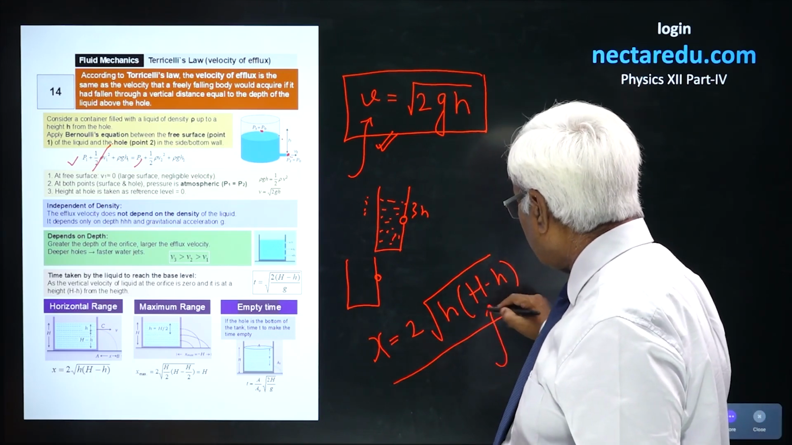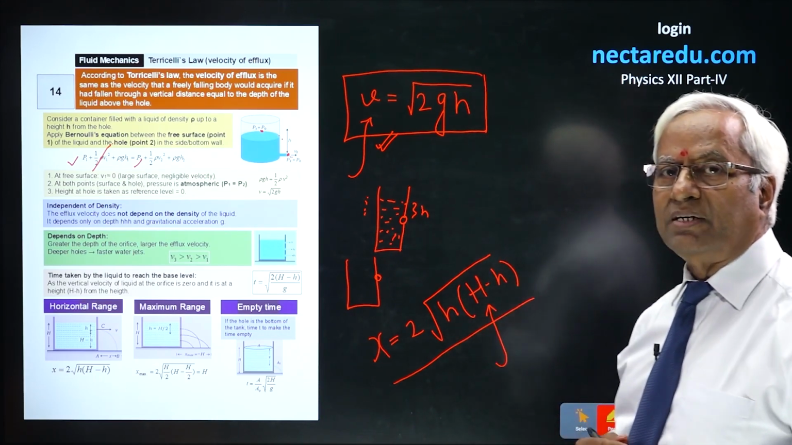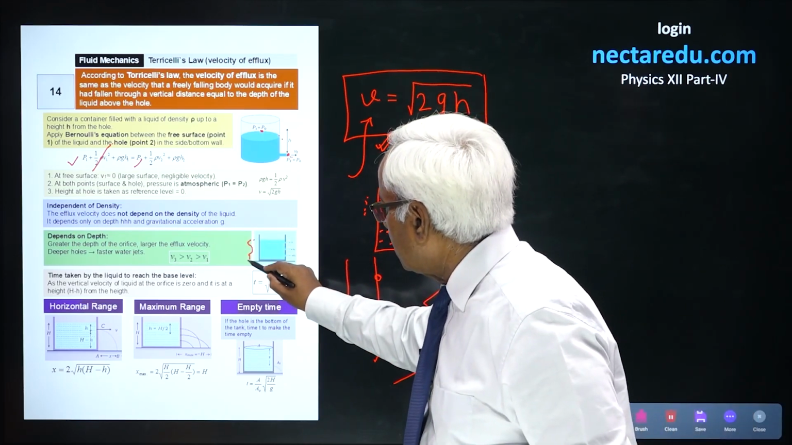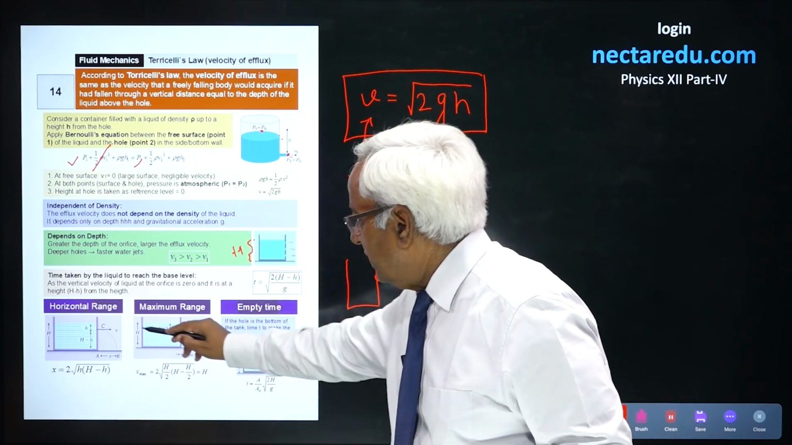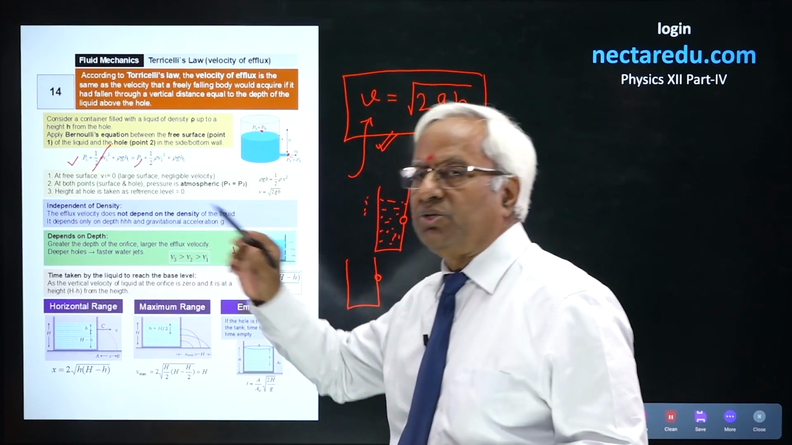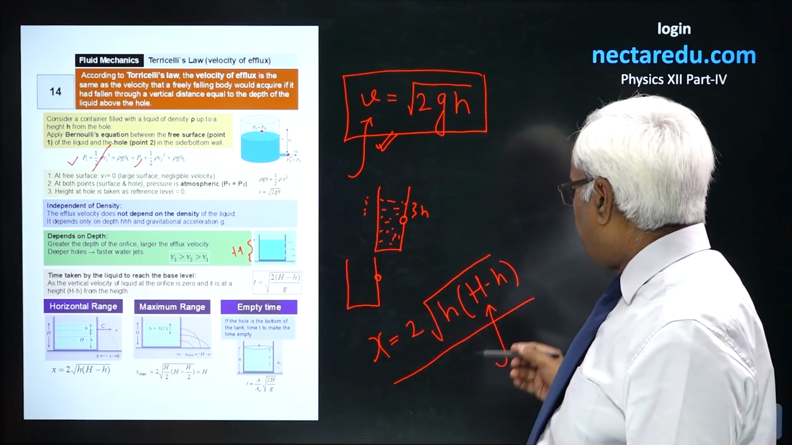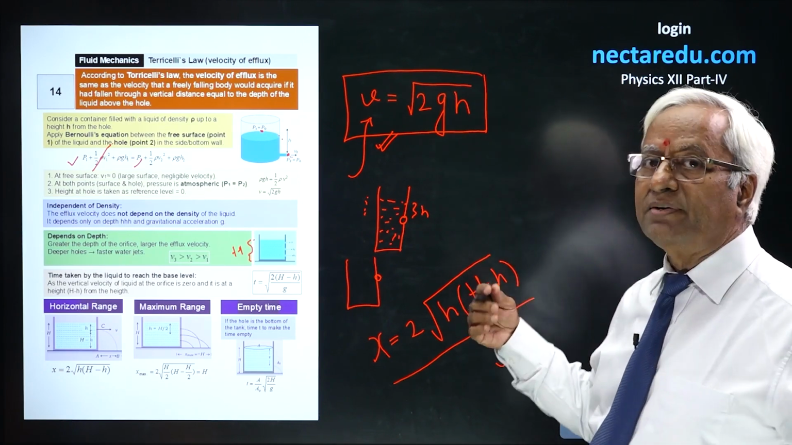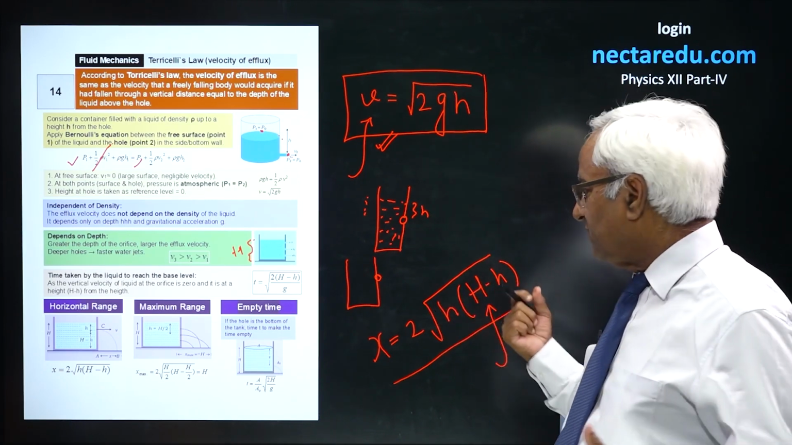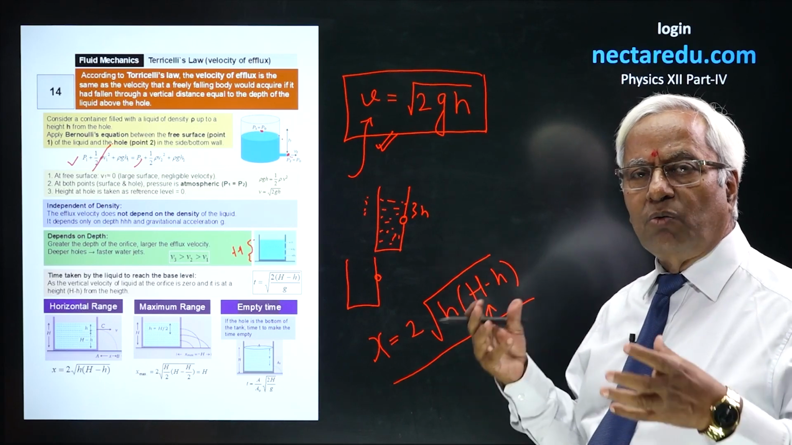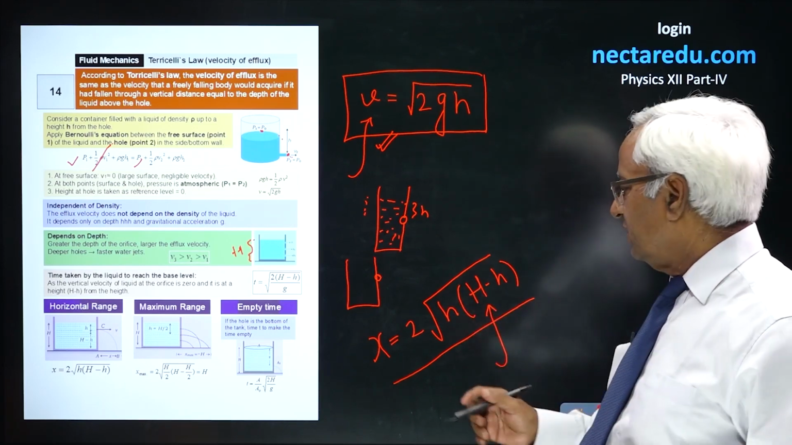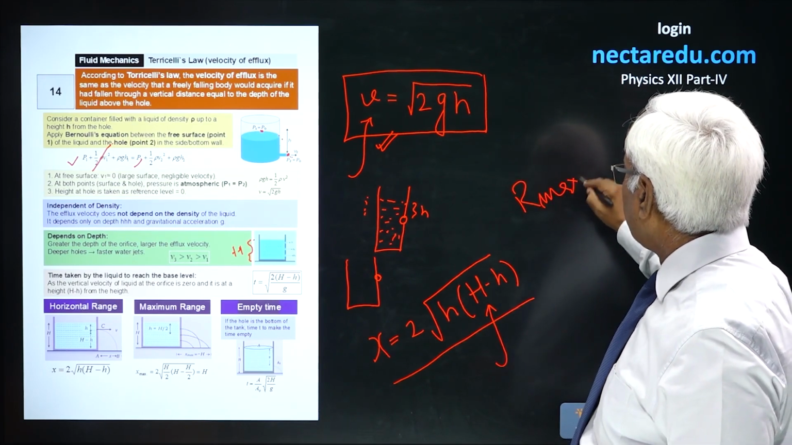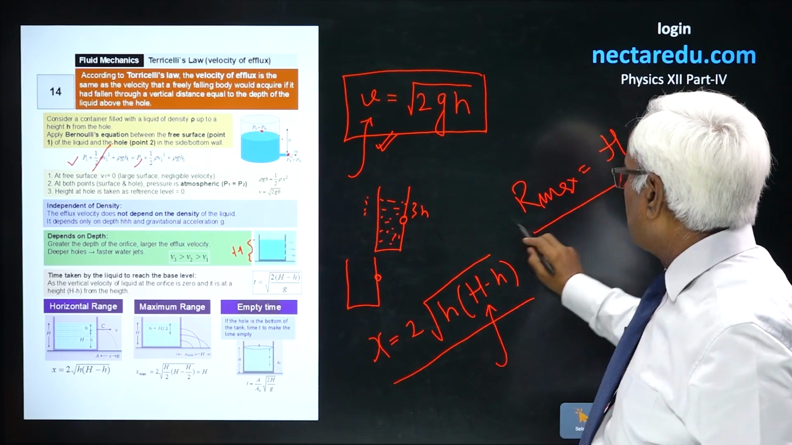This is, remember, not the height of the container. This is the height of the liquid column, total height. You might say this is capital H. Here I have shown capital H. Now, depending on the position of the orifice, you could have different ranges. It's very fascinating that when the hole is exactly in the middle, this range is going to be maximum. In that case, this will be equal to the height itself.